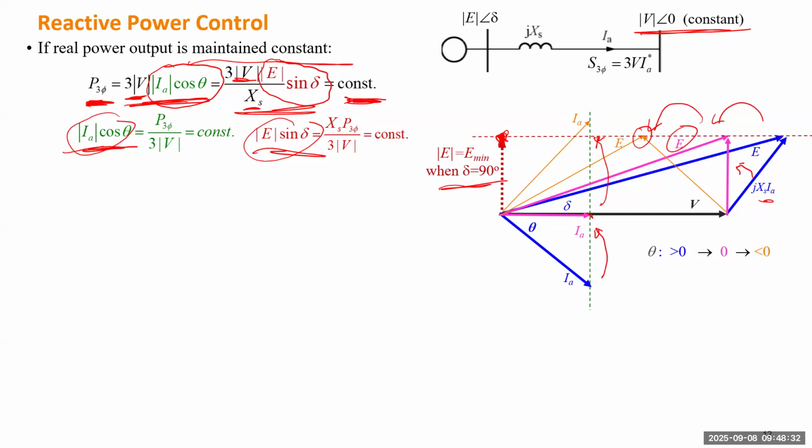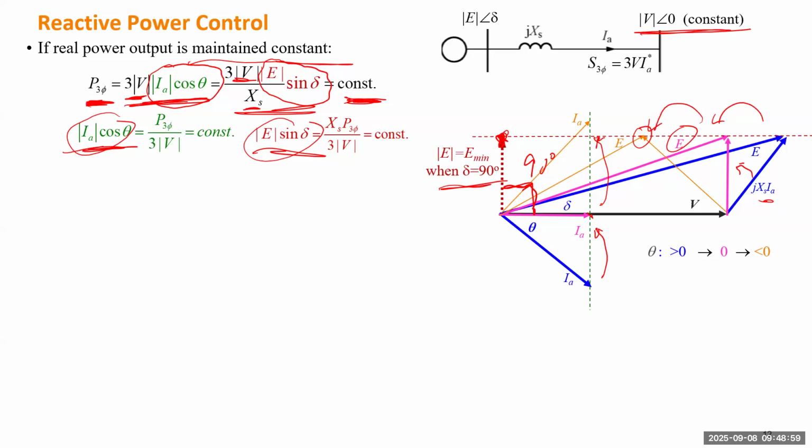So the shortest E will happen when the projection is exactly on top of the origin. And that will make this angle be 90 degrees. So delta will be equal to 90 degrees, and E will become the shortest one. So why do we want E to be this short? Because we want E to be shorter than V, such that the generator can consume reactive power. But this is the condition where the generator can consume the most reactive power.